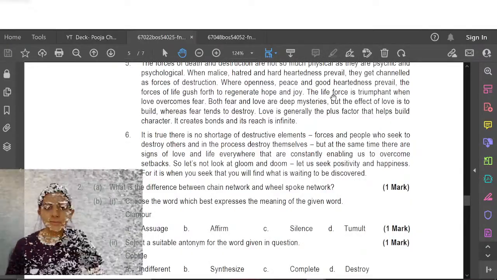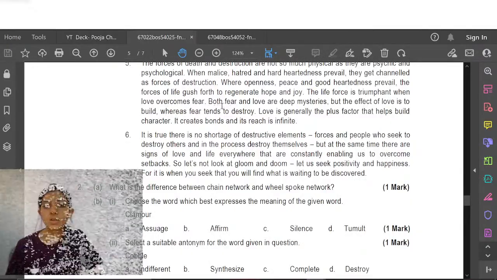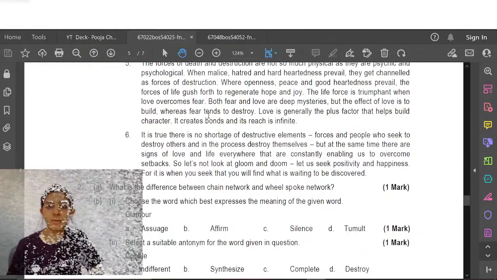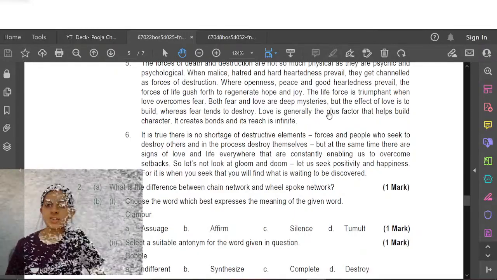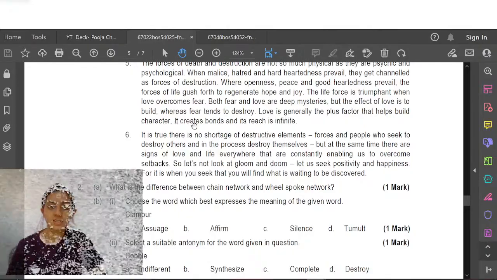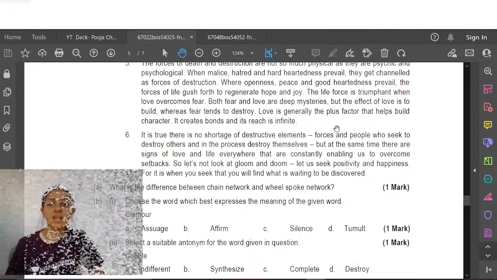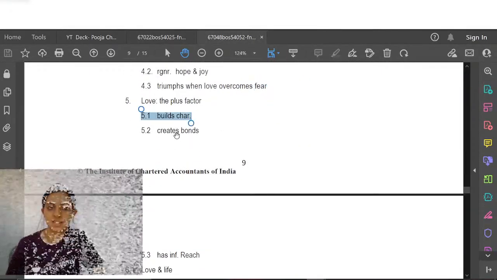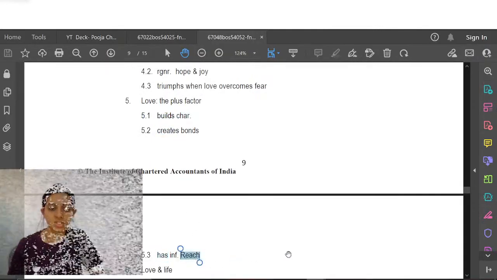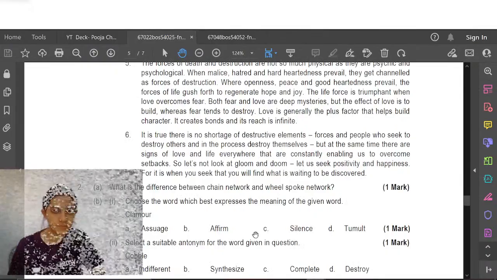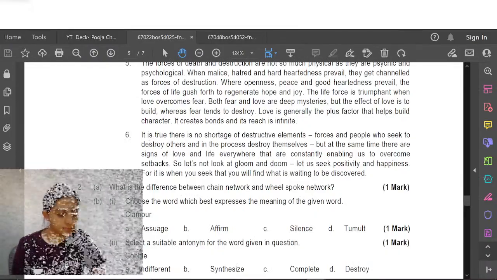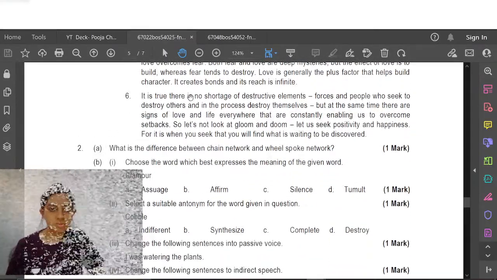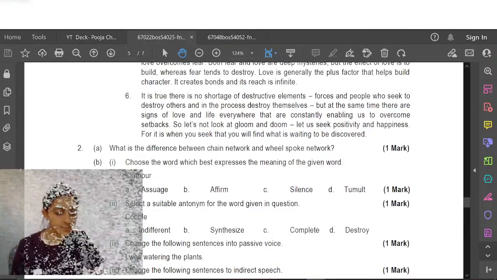Now, love, but both fear and joy are deep mysteries, but the effect of love is to build, whereas fear tends to destroy. Love is generally the plus factor that helps build character. It creates bond and its reach is infinite. So there you go. Love plus factor because it builds character, creates bond and has infinite reach. Okay, last point. Last point is, it is true there is no shortage of destructive elements.